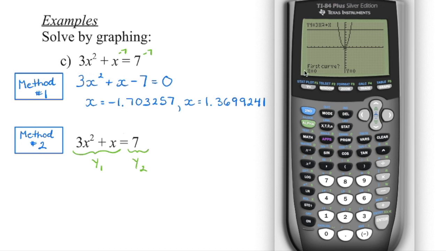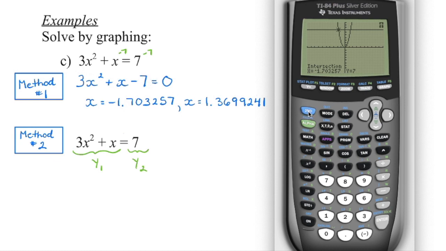And then our calculator prompts us, are we on the first curve? So we're going to move close to where those two graphs cross. And as soon as I press enter, you can see that cursor is going to jump. So I'm going to press enter to say yes. Are we on the second curve? Enter. Do you want me to guess? Enter. So we're just going enter, enter, enter. And you can see that the value of x where those two graphs cross is the same value we would have gotten when we graphed that one and got the x-intercept.